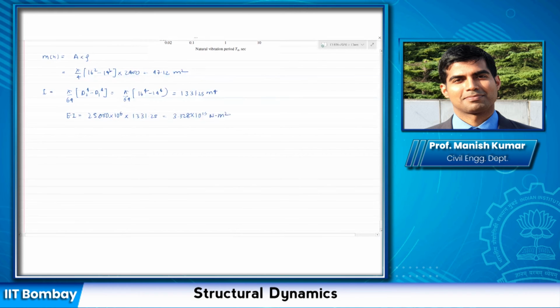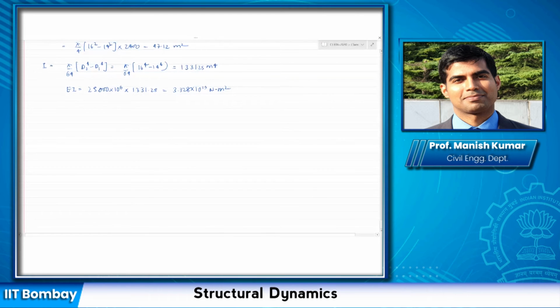Now I already told you which shape function to use to find the frequency. If you use the second shape function, we found that omega n was 3.66 divided by L square times the square root of EI divided by m, which is the mass per unit length. You can substitute those values and it gives you around 1.57 radian per second. So the time period would be 2 pi by omega n, approximately 4 seconds. So 4 seconds is the time period.